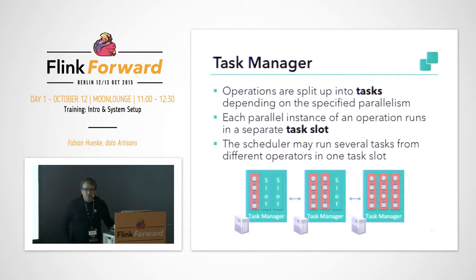The task managers are internally split out into so-called processing slots. So this is kind of similar to, if you're familiar with Apache Hadoop MapReduce. MapReduce also has this concept of map slots and reduce slots. In Flink, we only have one kind of slot, so you don't need to worry how to configure these. And these slots are basically then occupied by tasks to be executed.